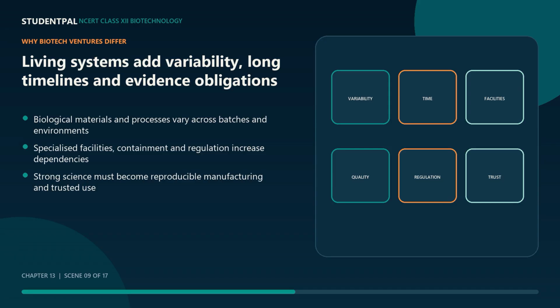Manufacturing must reproduce identity, purity, potency, or other critical quality attributes across batches. Cold chains and shelf life can affect distribution. Public trust depends on transparent claims and responsible engagement. Software can sometimes be updated rapidly after release. A biological product or released organism may be difficult to recall. Therefore, biotechnology entrepreneurship joins scientific innovation with quality by design, risk management, regulatory strategy, manufacturing, and long-term monitoring.